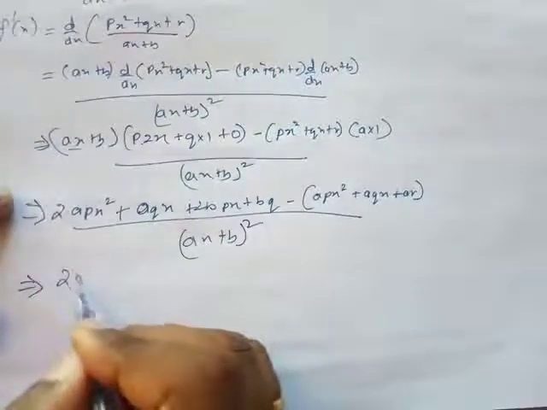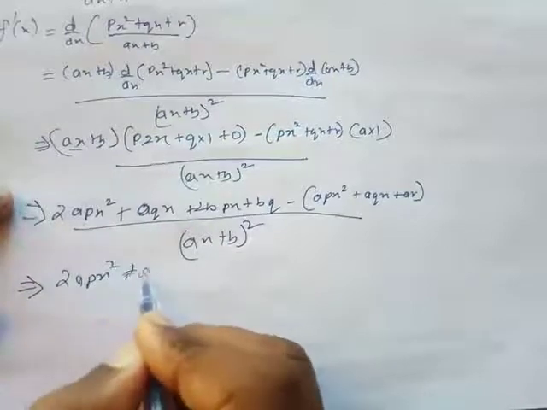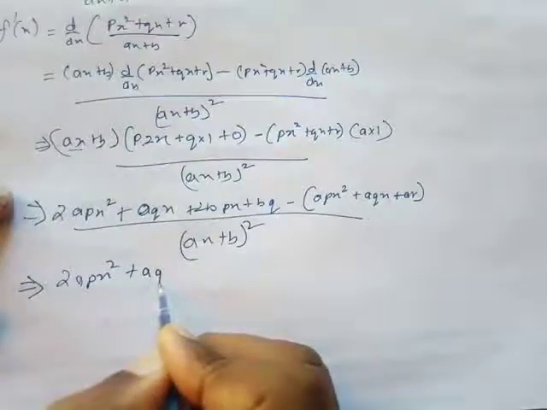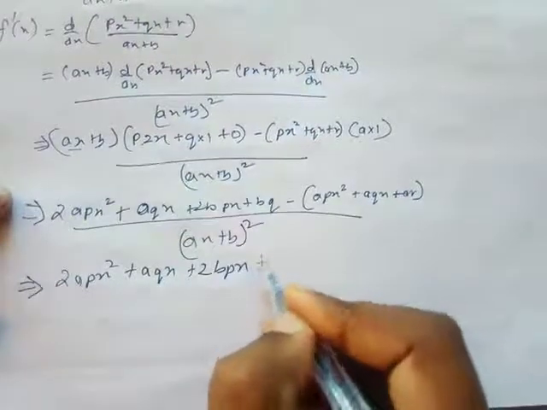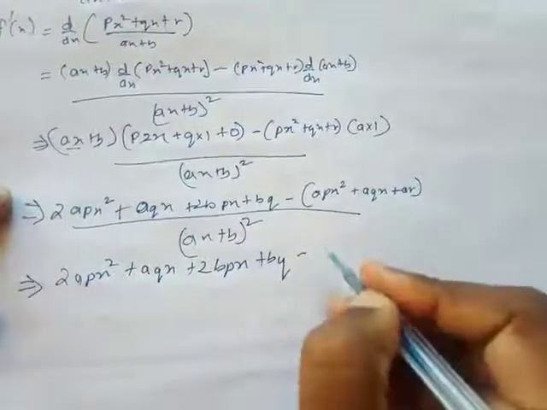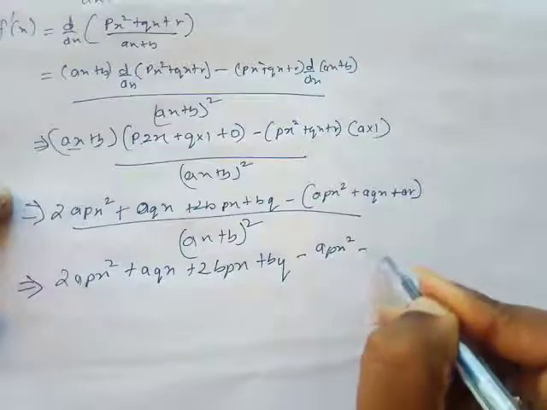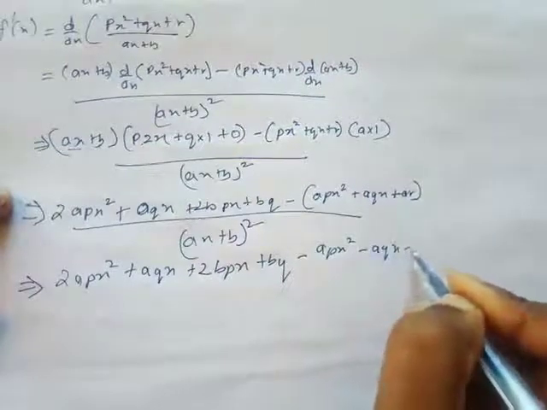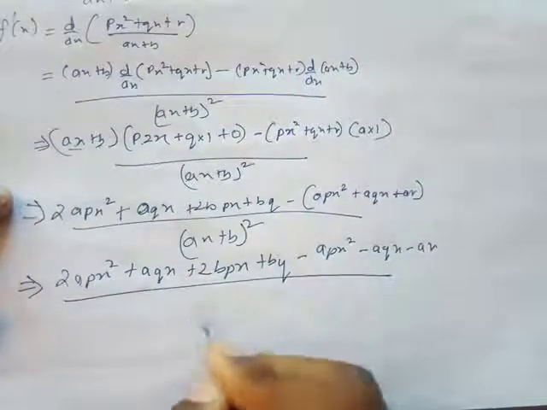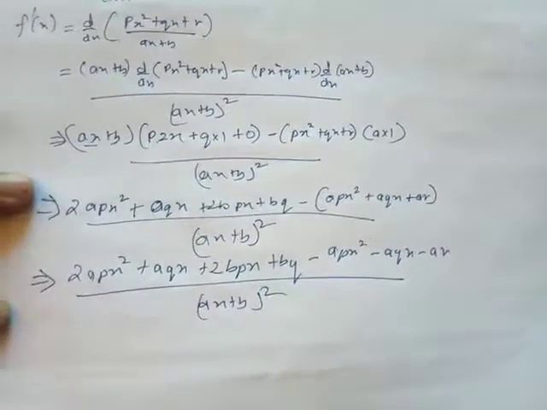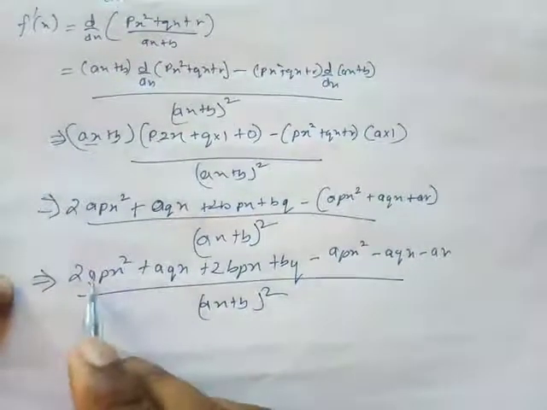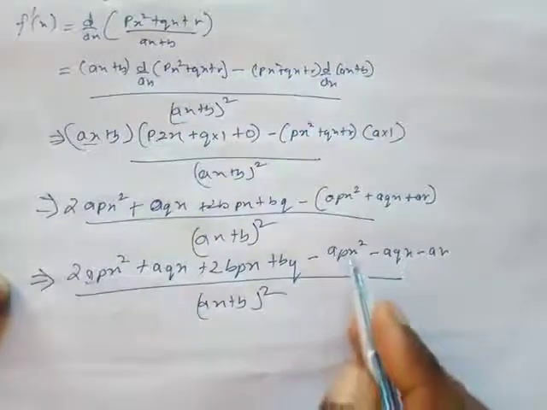So 2apx square plus aqx plus 2bpx plus bq minus apx square minus aqx minus ar upon ax plus b whole square. Now what we can do over here is there are some like terms, apx square.